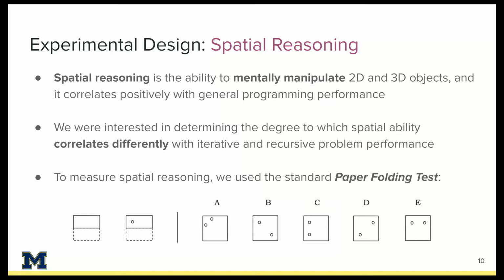Participants also took a short spatial reasoning test. Spatial reasoning is the ability to mentally manipulate objects, and it has been found to correlate positively with programming performance. Spatial reasoning is also a trait that can be improved through training. We were interested in determining the degree to which spatial ability correlated with iterative and recursive program performance, and to measure it, we used the paper folding test, which is a validated standard assessment of mental folding, one of the key components of spatial reasoning.